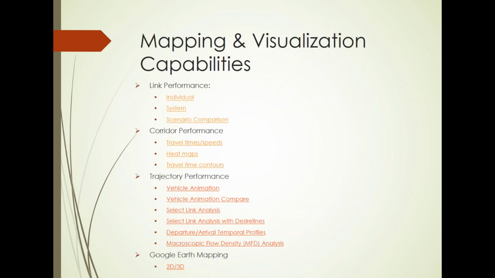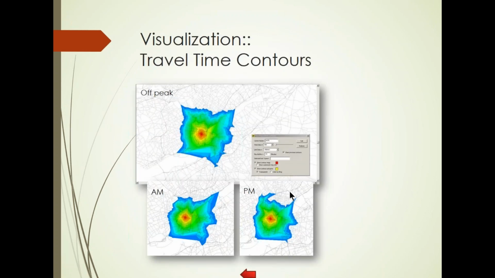From time to time, we want to know how fast. The travel time contour is a typical way for us to look at the travel time from an origin, and you use different colors to describe how far you can go within a certain time limit. For example, this is 1 minute, 2 minutes, 3 minutes, 5 minutes, 10 minutes.